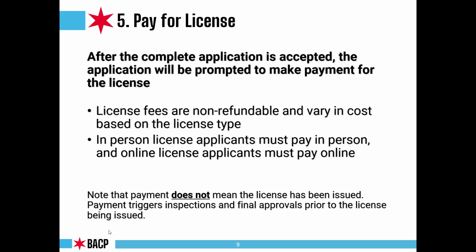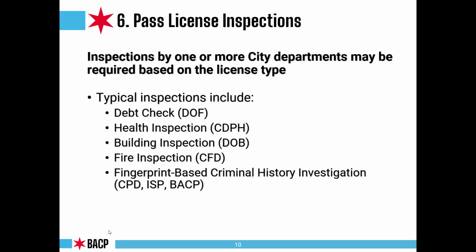Now, just because you're paying for your license, that doesn't mean that your license has been issued, right, or is ready to be printed and given to you. For some license types, what payment triggers is inspections. And then once those inspections have been completed, a final approval is granted so that your license can be issued. Now, when it comes to inspections, inspections are license type driven.